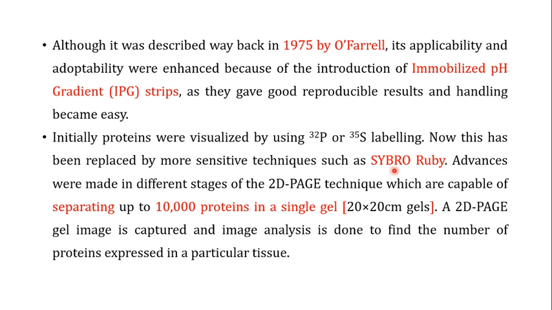Advances were made in different stages of the 2D PAGE technique, which are now capable of separating up to 10,000 proteins in a single gel, which has a dimension of 20 by 20 centimeters. So in the 20 by 20 centimeter gel, you can separate about 10,000 proteins, and that is a very great advancement in the 2D PAGE. Now a 2D PAGE gel image is captured, and image analysis is done to find out the number of proteins expressed in a particular sample or in a particular tissue.